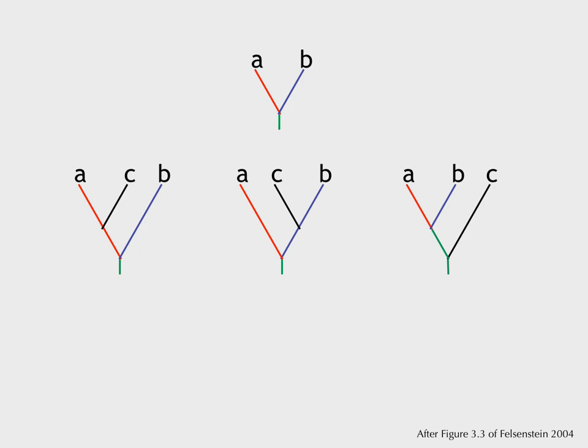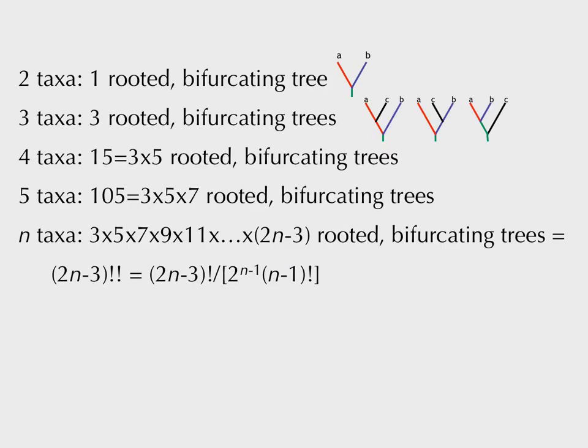Now, for the next taxon I want to add, I have five branches to add it to. So I can create five distinct trees here, and I can do the same thing here and create five distinct trees here that don't overlap with this tree. So of course, we can go 1, 3, 15. So we just have 1, 3, 15, 105, n double factorial. A big number, it's big very fast.